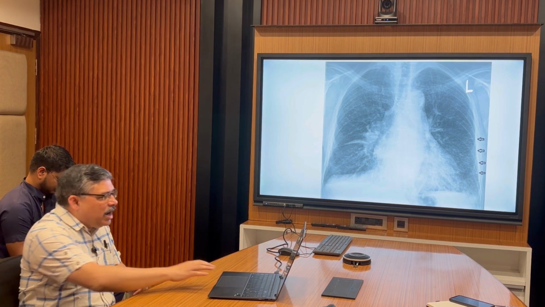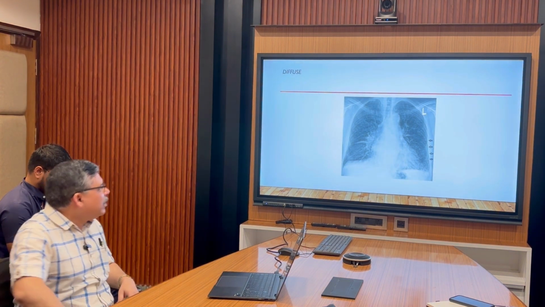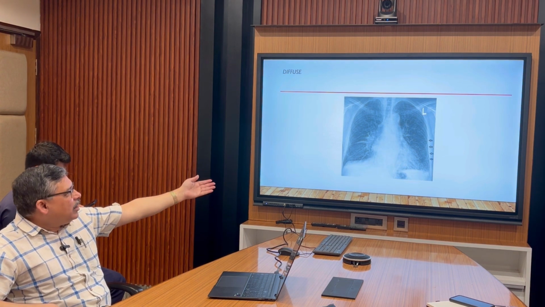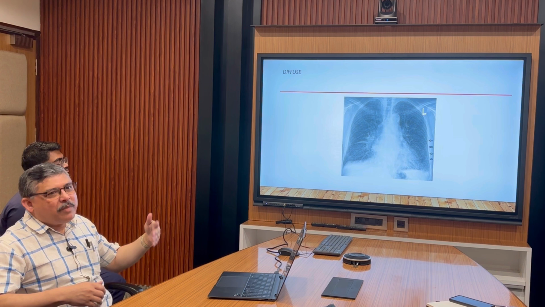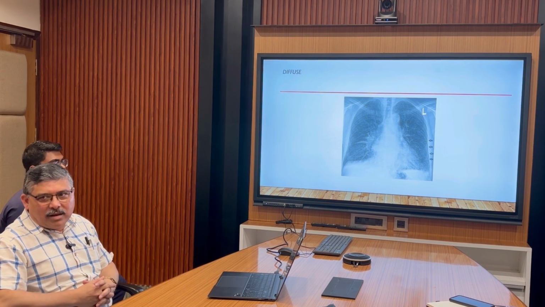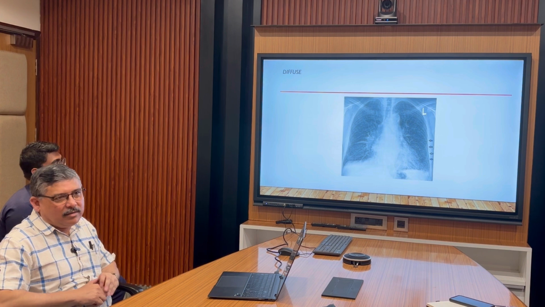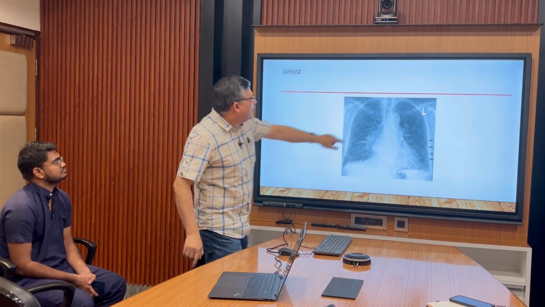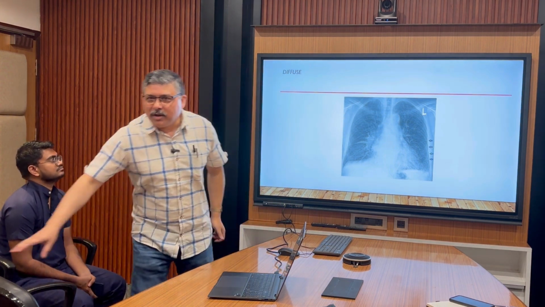So there is cardiomegaly, there is fluid in the interlobar fissure, there are Kerley B lines. This is heart failure. So this is pulmonary edema, an example of diffuse infiltrates in the lung. And you see these vessels are going up to the top, so there is pulmonary congestion definitely.